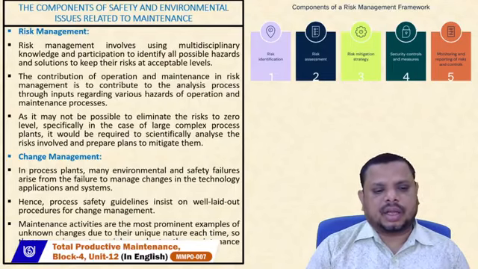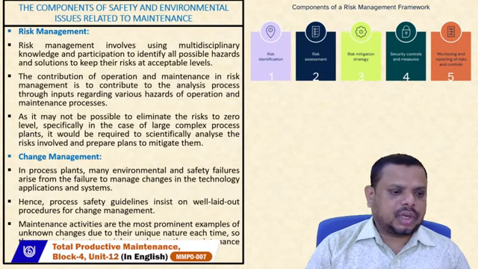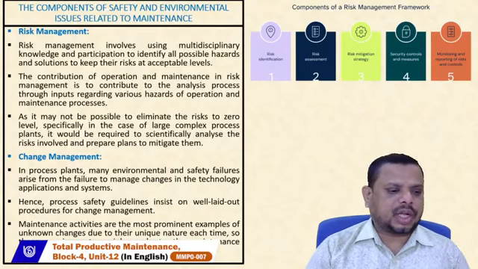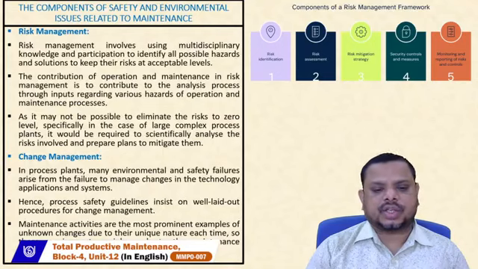In process plants, many environment and safety failures arise from the failure to manage change in the technology application systems. This is point number one. And point number two, hence the process safety guideline insists on well laid out procedures for change management. And the third important point we have is that maintenance activities are the most prominent examples of unknown change due to the unique nature each time. So this requirement mainly applies to the maintenance functions.